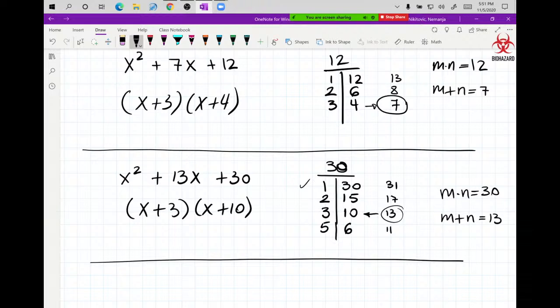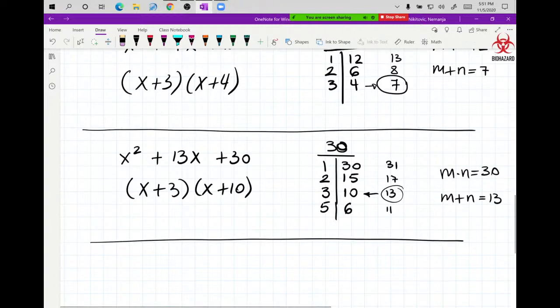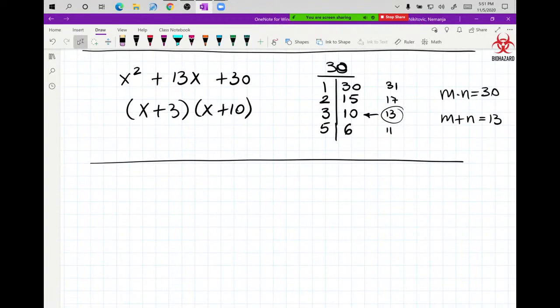So all four of these are satisfying the first one because they're all factors of 30. But then only this one here is working out for the second condition because 3 plus 10 is 13. And that's it. Once you satisfied both conditions, those are the ones that you have to use.